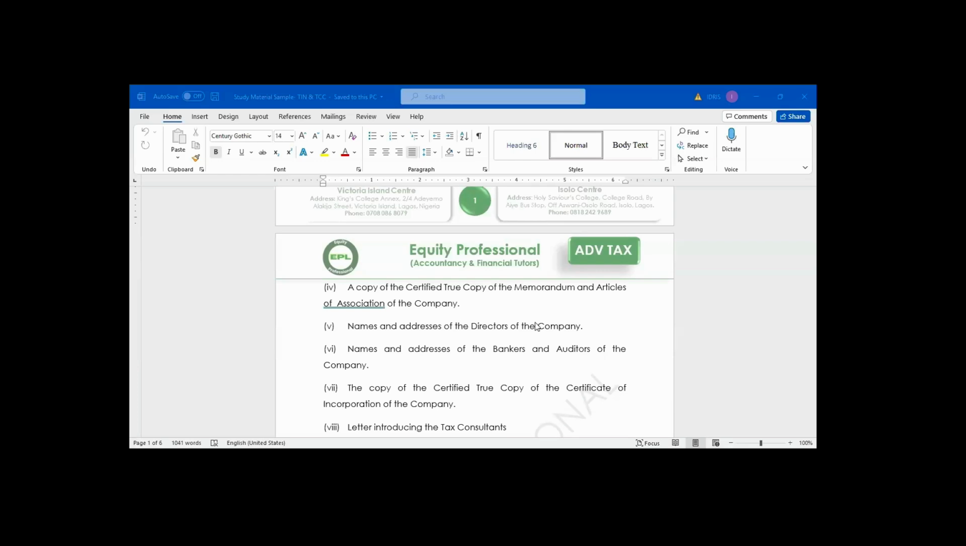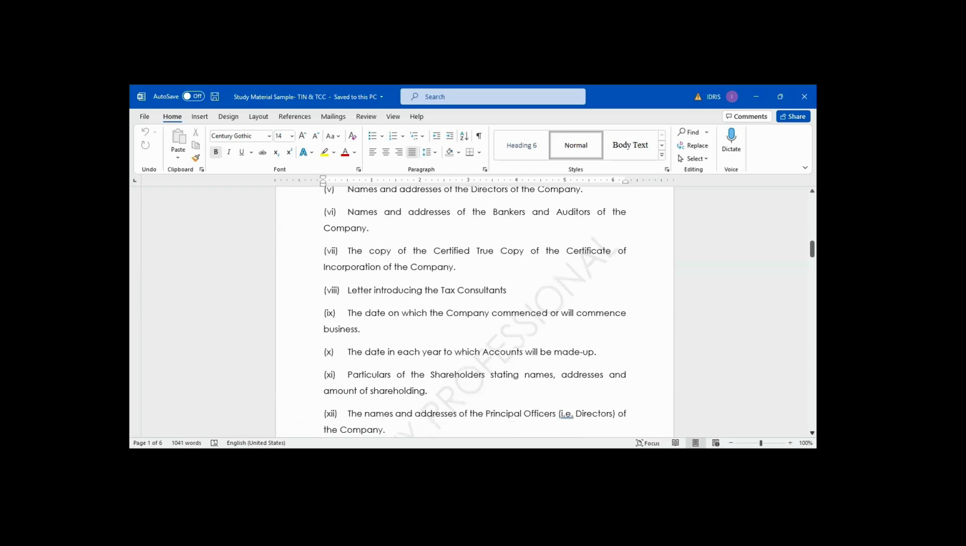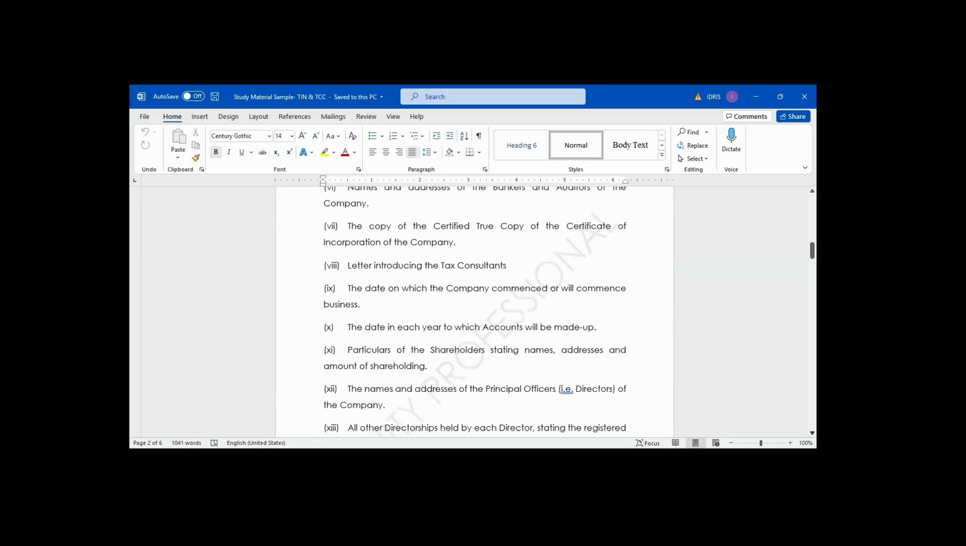Another requirement for registration with tax identification number with FRS is a copy of certified certificate of incorporation. A copy of what? Certified certificate of incorporation. Another one is proposed date of commencement of business. Proposed date of commencement of business.